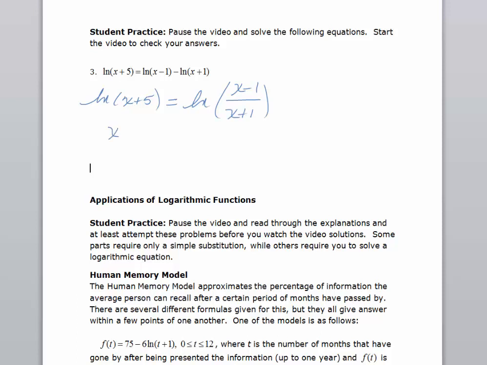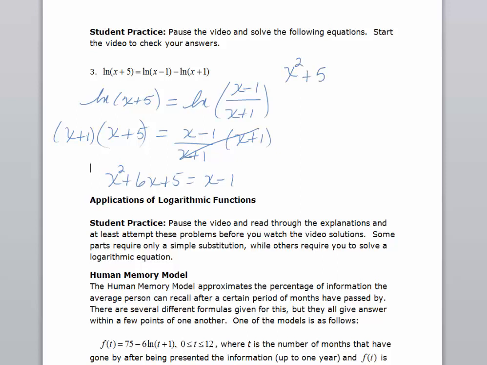We can set the arguments equal to each other. From the property, it would be like setting m equal to n. We've got a rational equation that resulted, so I'm going to multiply each side by the LCD. That cancels, leaving me with a quadratic equation, x squared plus 6x plus 5 equals x minus 1. Subtracting x from each side gives us x squared plus 5x, and we add 1 to each side, we'll get plus 6 equals 0.